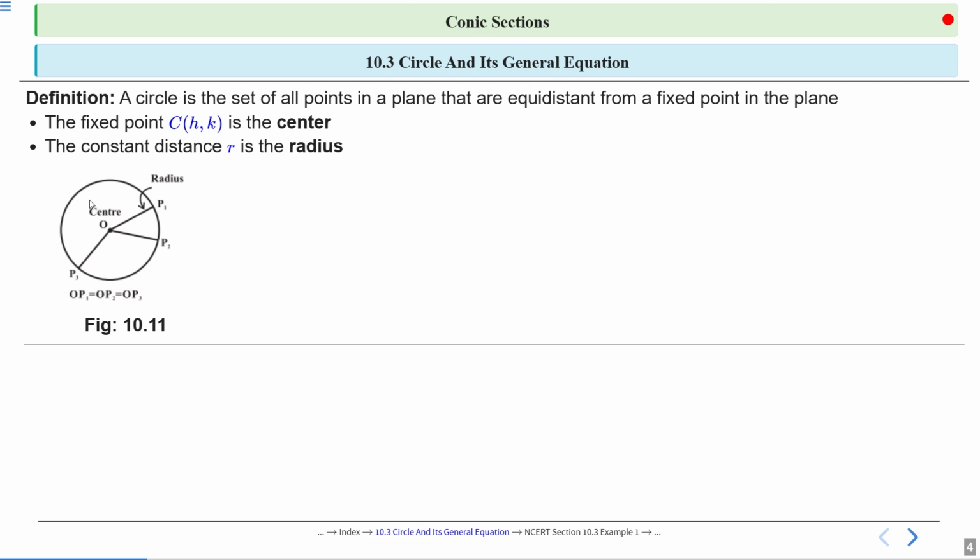You can visualize this in figure 10.11. Here is the fixed point O, and around the fixed point you can see all the points, and the distances between them are equal. Here OP1 equals OP2 equals OP3, and these are called the radius of the circle, and O is called the center of the circle. So I hope it is clear to all of you.